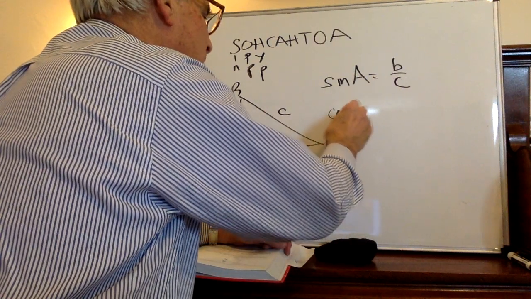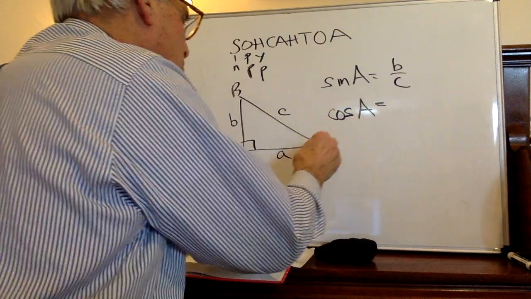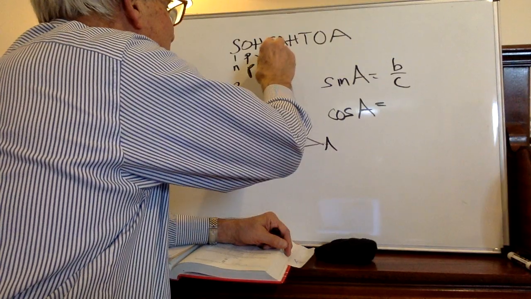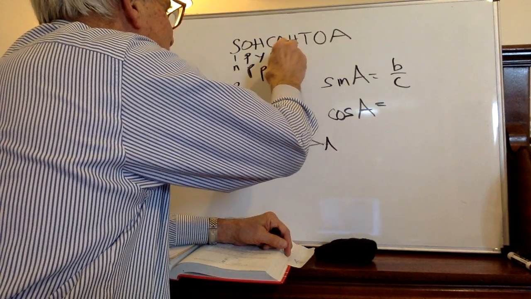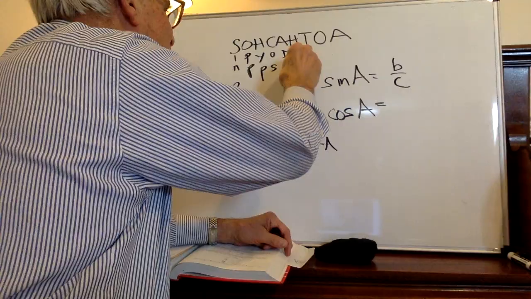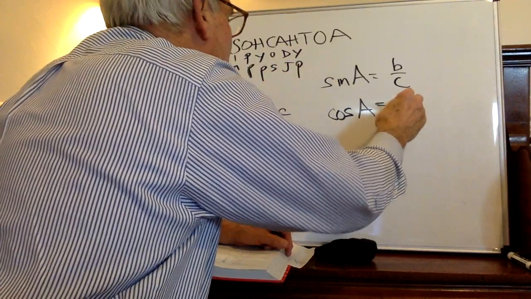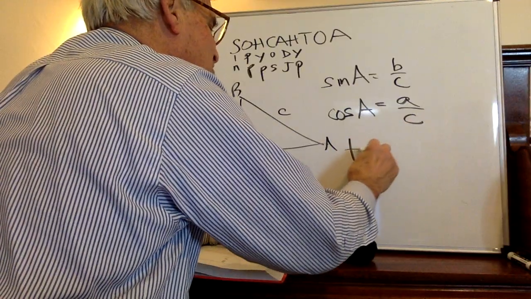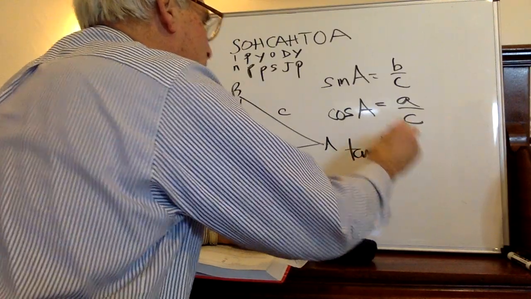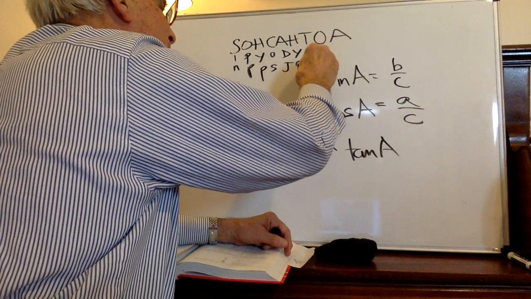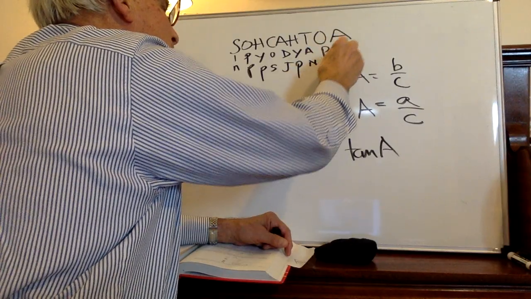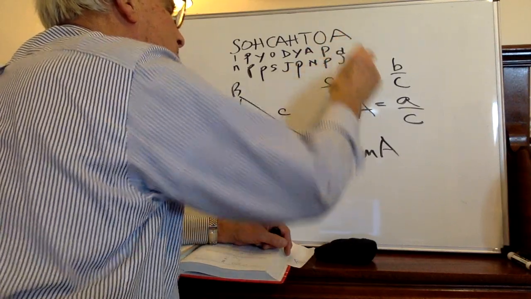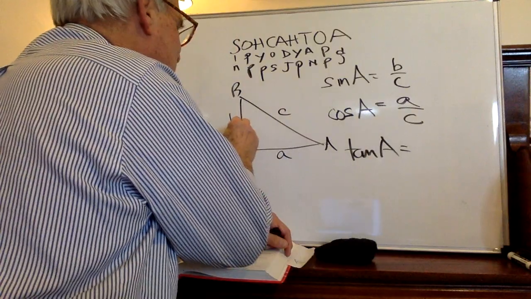The cosine of angle A, COS, would be adjacent over hypotenuse, which would be A over C. And the tangent of angle A, abbreviated TAN, is opposite over adjacent. So it would be opposite B over adjacent A.